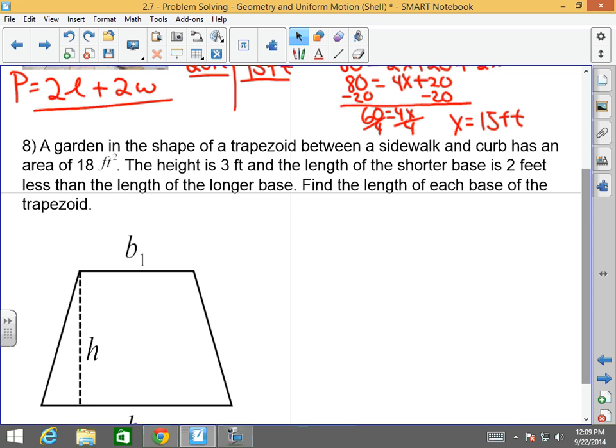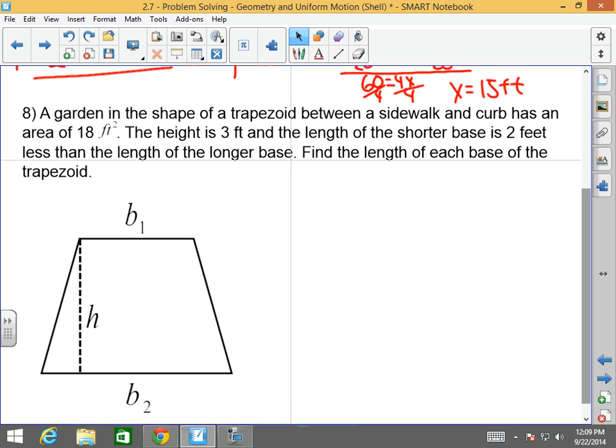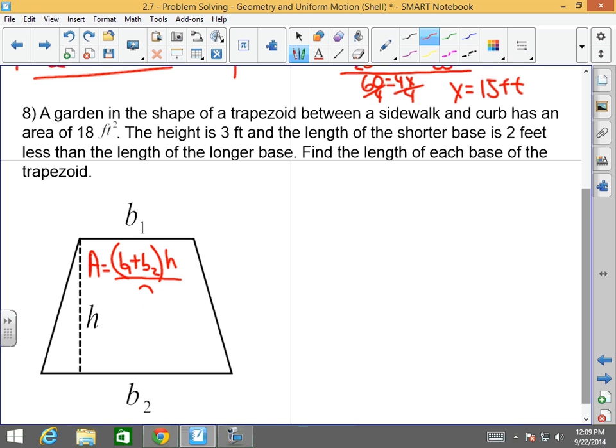Well, first things first. This is a trapezoid, my friends. Hopefully, like I asked you to do earlier, you memorized the formula for the area of a trapezoid. The area of a trapezoid equals base 1 plus base 2 times height divided by 2. They gave us the height already. They gave us the area already. So what we need to find is base 1 and base 2. So let's make a little table.